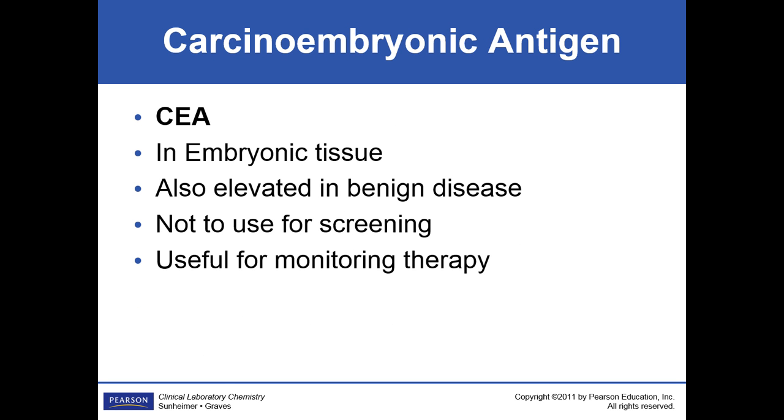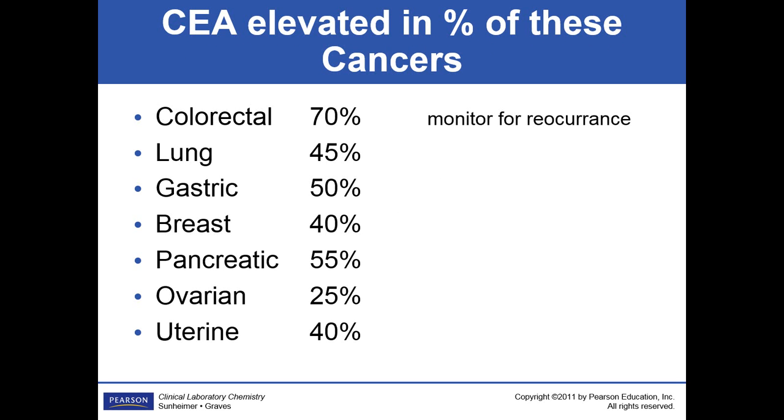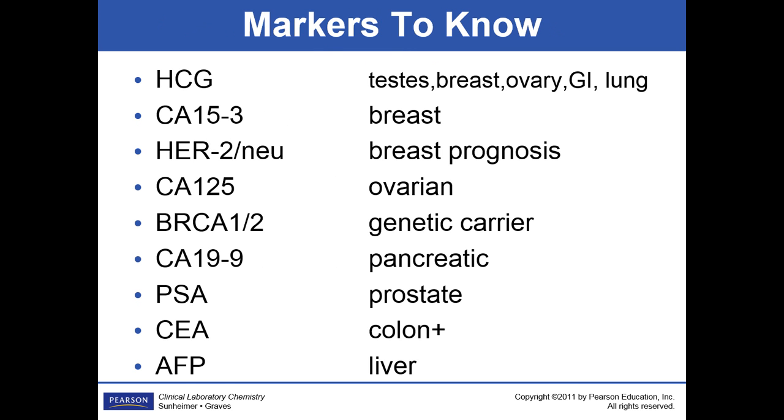Let's talk a little bit more about CEA. It is in the embryonic tissue, but after birth, it can recur with benign diseases. We mostly use this for monitoring CEA, and you will be testing CEA frequently. But this shows you how it's elevated in a lot of different cancers. However, the highest one is colon, and that's where we mostly use it. These are the markers I want you to know and what we utilize them for.